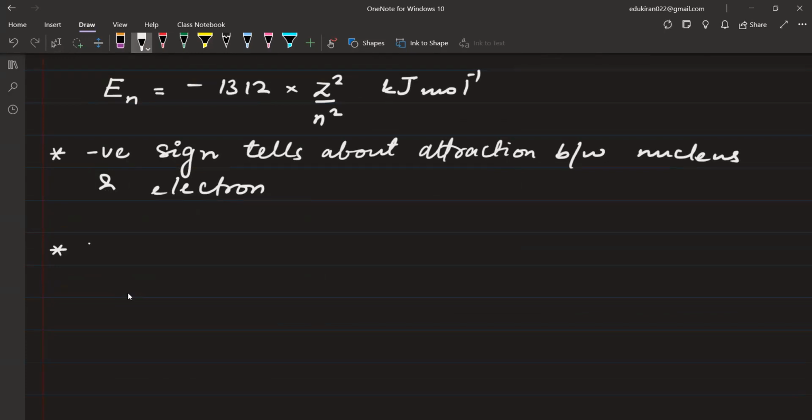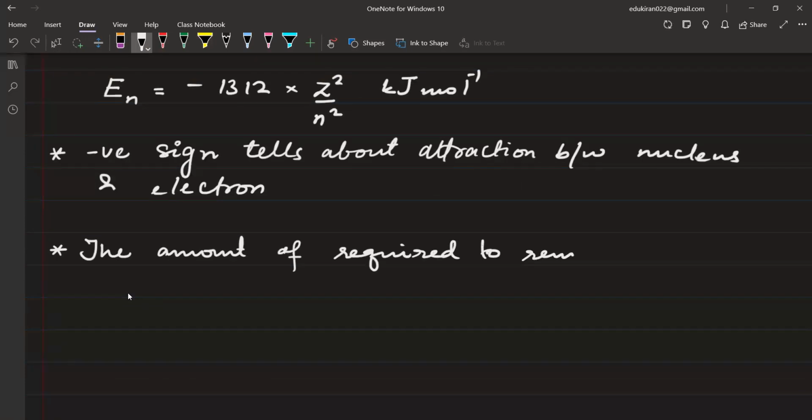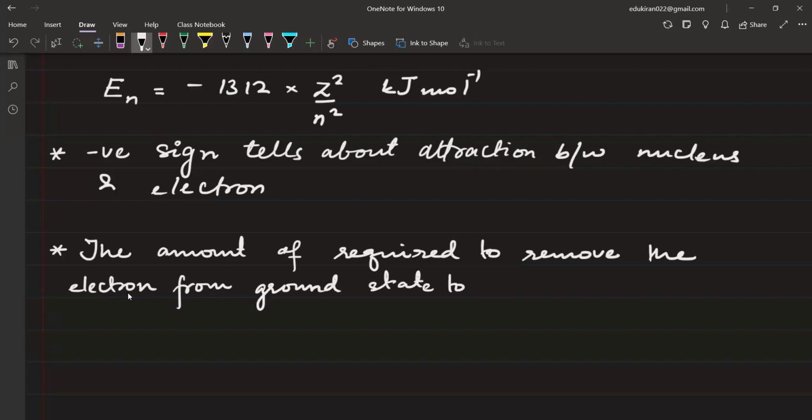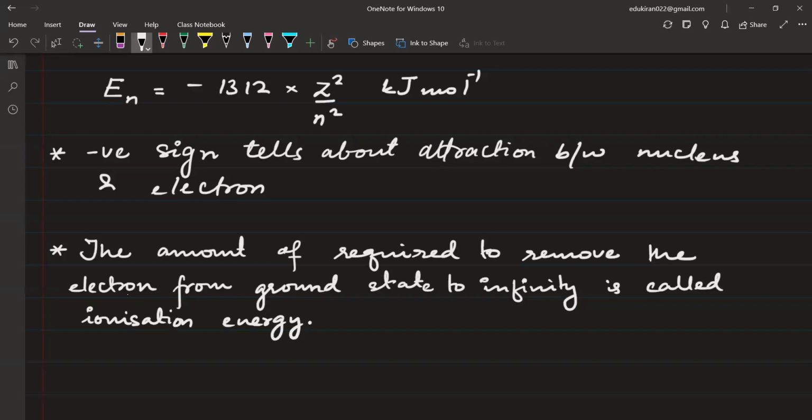Please लिखिएगा. The amount of energy required to remove the electron from ground state to infinity is called ionization energy. ठीक है, ध्यान से सुनिएगा जरा.